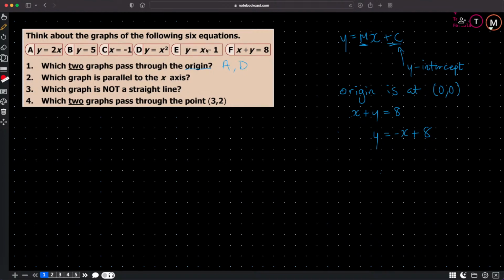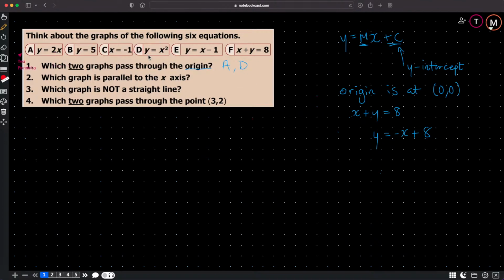And then E has a plus c of negative 1. So that's going to be passing through the y-axis at negative 1. So E is not an option. So here we get A and D, according to my working out. Do you agree, T Formula? Yeah, I agree.